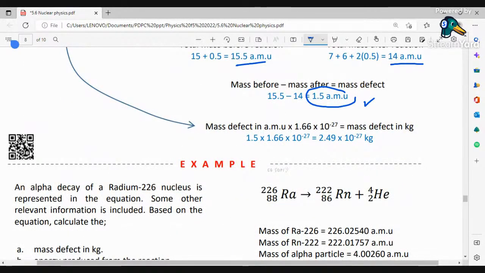Okay, after you have calculated the mass defect in AMU, then you can convert to kilogram again. Okay, 1 AMU just now is 1.66 times 10 power negative 27. So you just multiply with the AMU value, you will get it in kilogram. Why do we need to convert to kilogram? Because when you apply the formula E equals mc squared, you can see the unit of c is meters per second, unit of E is joule. This is meter per second. Means the unit of mass also must be in SI unit, kilogram.